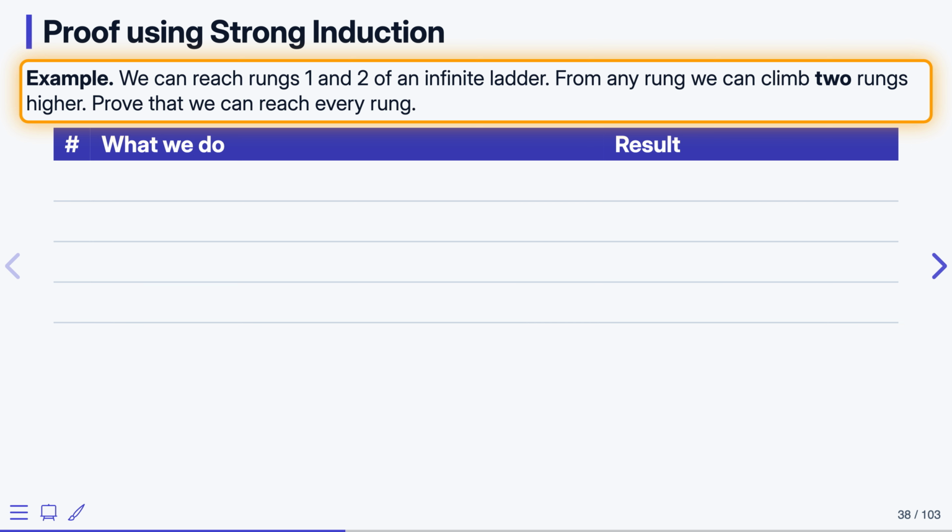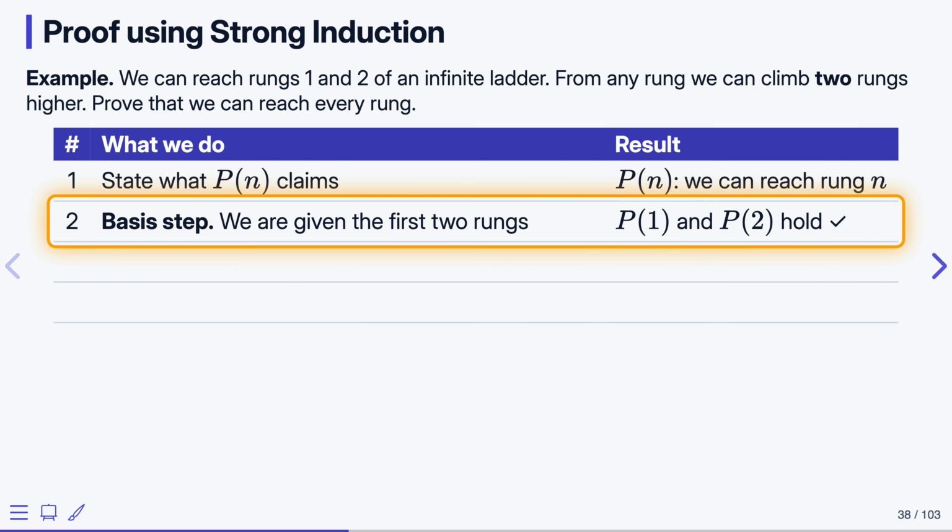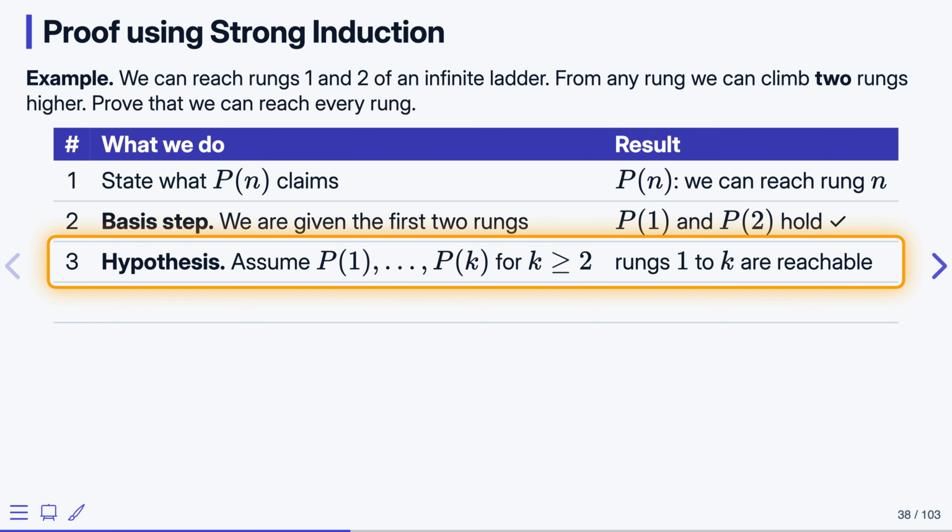A nice example. We can reach rungs 1 and 2 of an infinite ladder, and from any rung we can climb 2 rungs higher. Ordinary induction is hard here, because reaching rung k does not by itself give rung k plus 1. The jump is 2 rungs, not 1. Strong induction fits. Step 1, write P of n down. It says we can reach rung n. Step 2, the basis step. We are told we can reach rung 1 and rung 2, so P of 1 and P of 2 both hold.